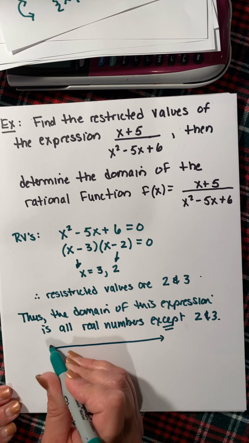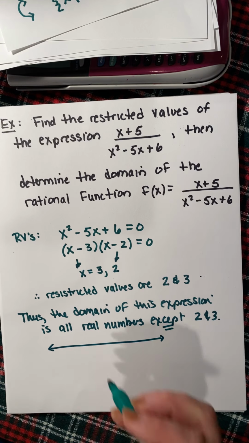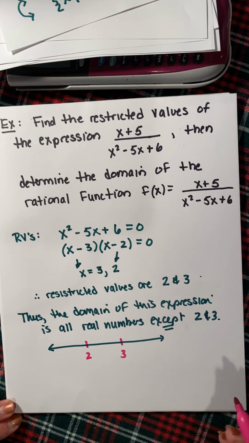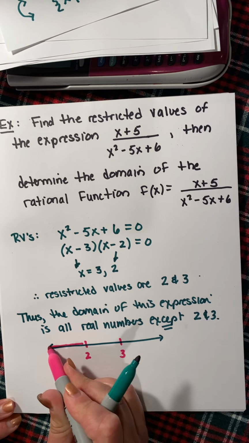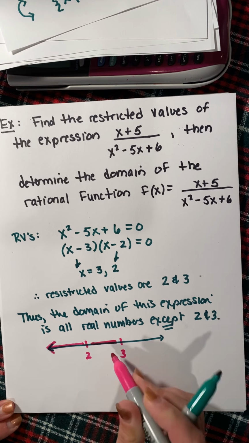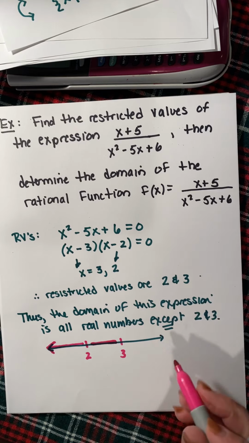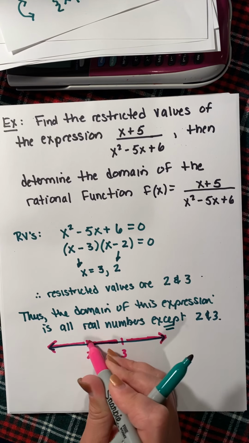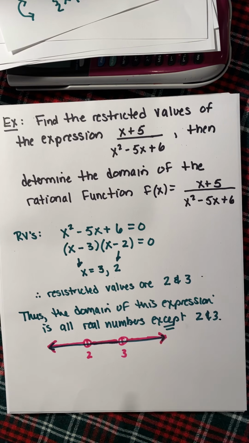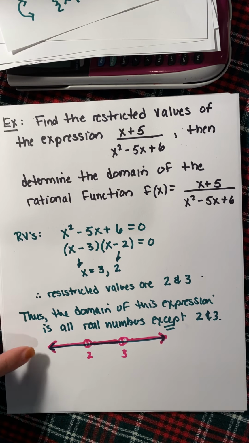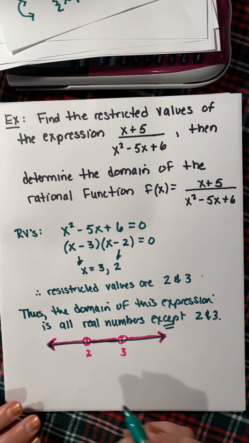So let's just practice doing this on a number line. If we look at 2 and 3 on the number line, this says I can pick any number to the left of 2. I can pick any number between 2 and 3. Don't forget there are millions of numbers, infinitely many numbers between 2 and 3. And then I can pick any number to the right of 3. I just can't use 2, and I just can't use 3. So all real numbers except for 2 and 3, we write it this way. This is what it looks like in a number line.